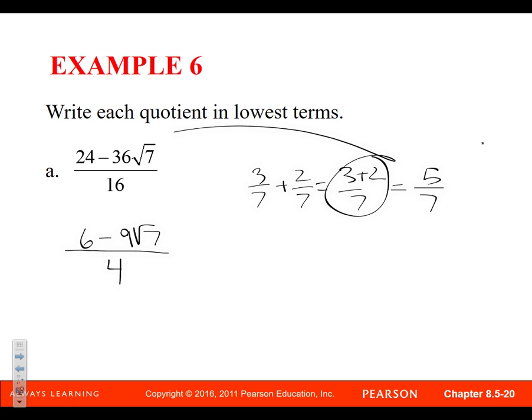Yeah. Done. Wait, what? Really, that was it? Now, personally, well, let me say this. That's what the slide is going to say. Personally, I would take it further, and I'll tell you why. These two are still even, aren't they? Yeah. So at this point, I would break this fraction up and say that that is 3/2 minus 9 radical 7/4. Because that is in simplest terms.